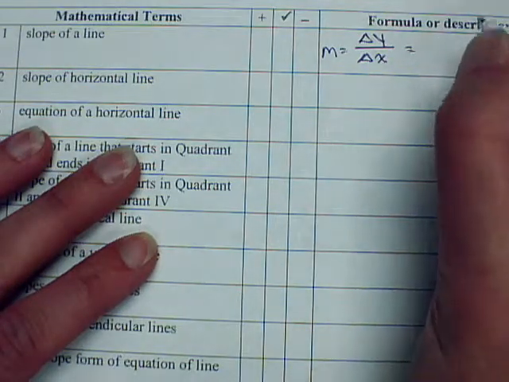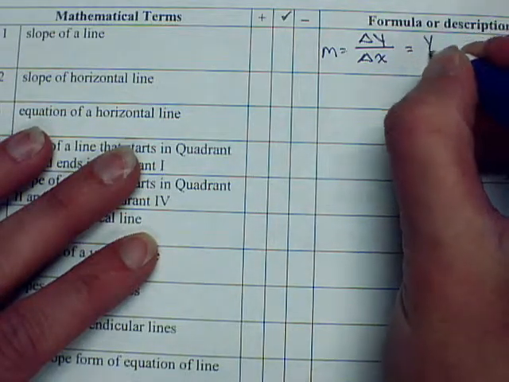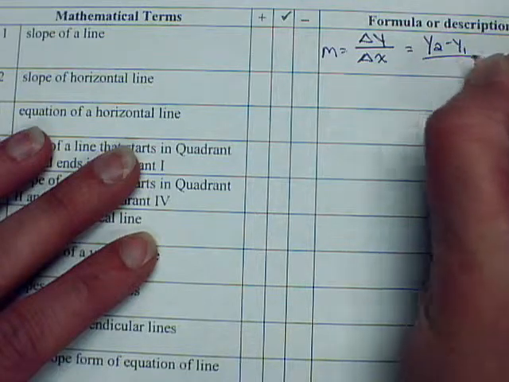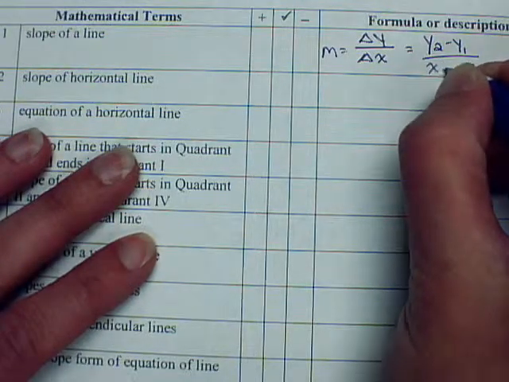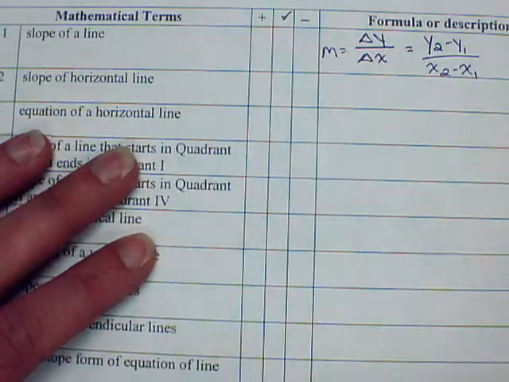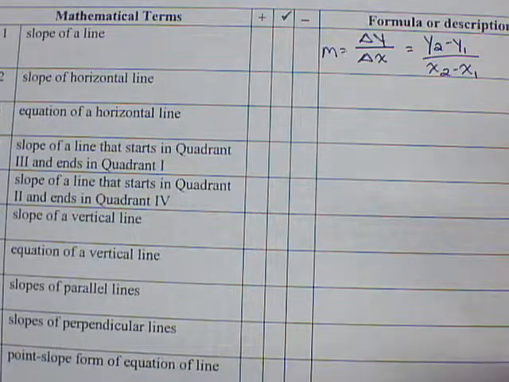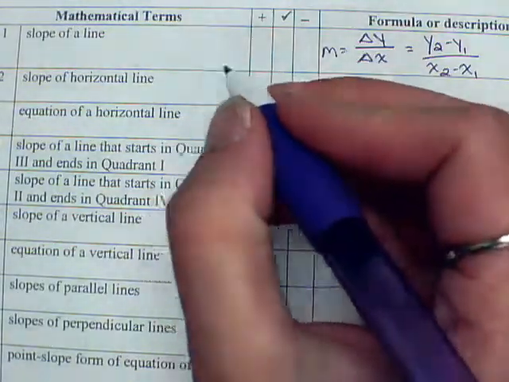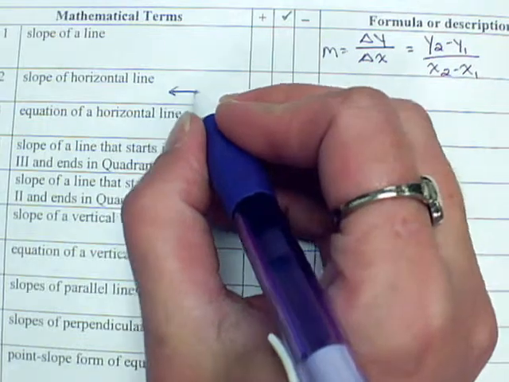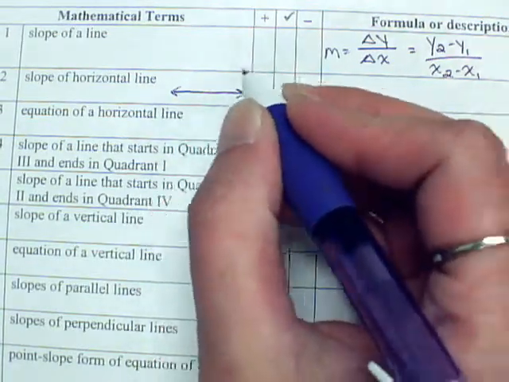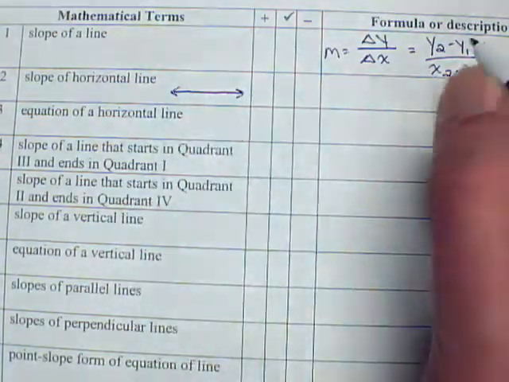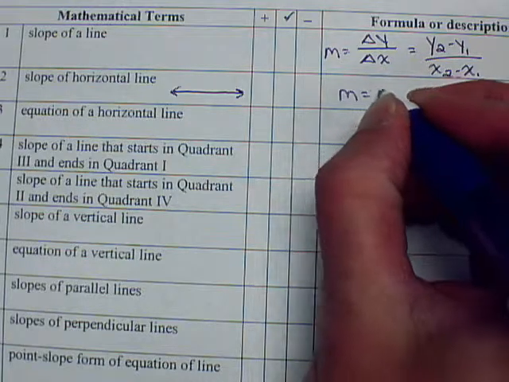Now, change in y, what that really just means is it's the difference of your y's. And change in x just means how did the x's change. And so that's what you're looking for. Now, slope of a horizontal line. When a line is horizontal, it's not going up at all over that change. So the slope is always 0.